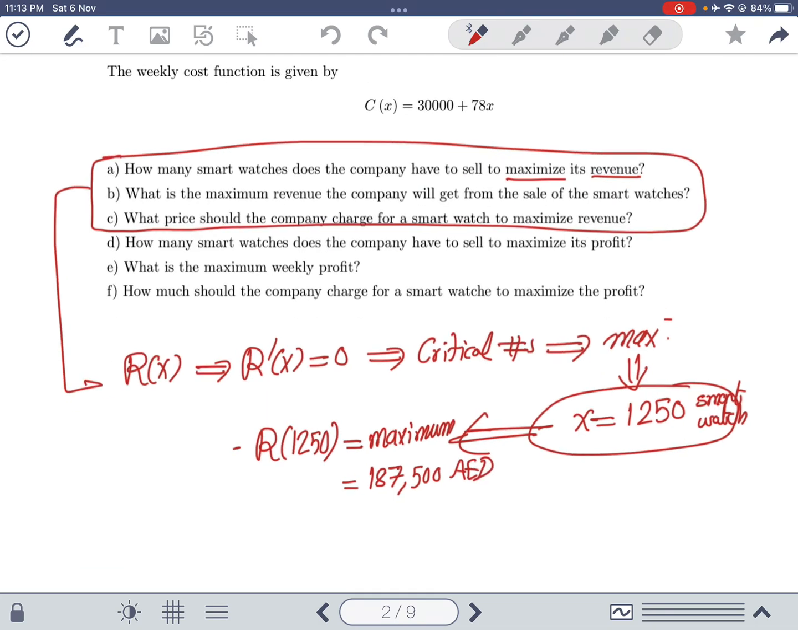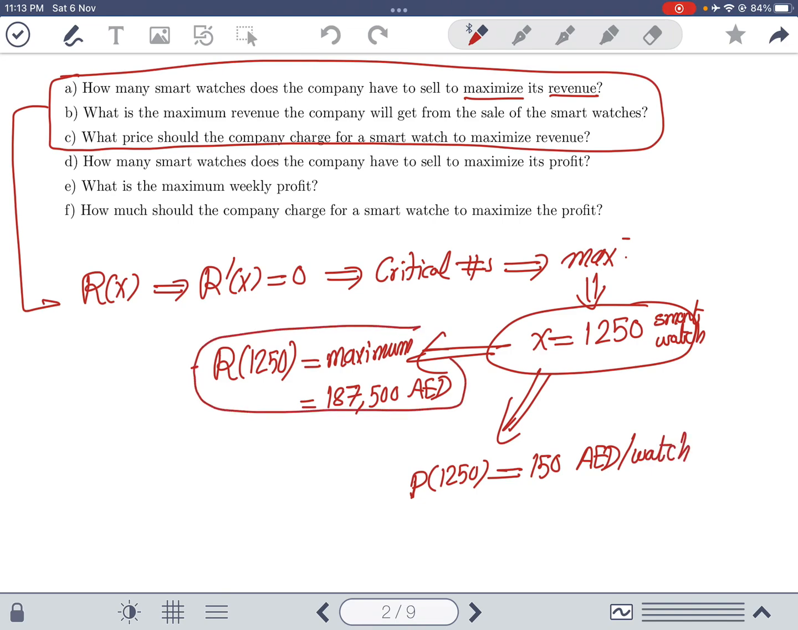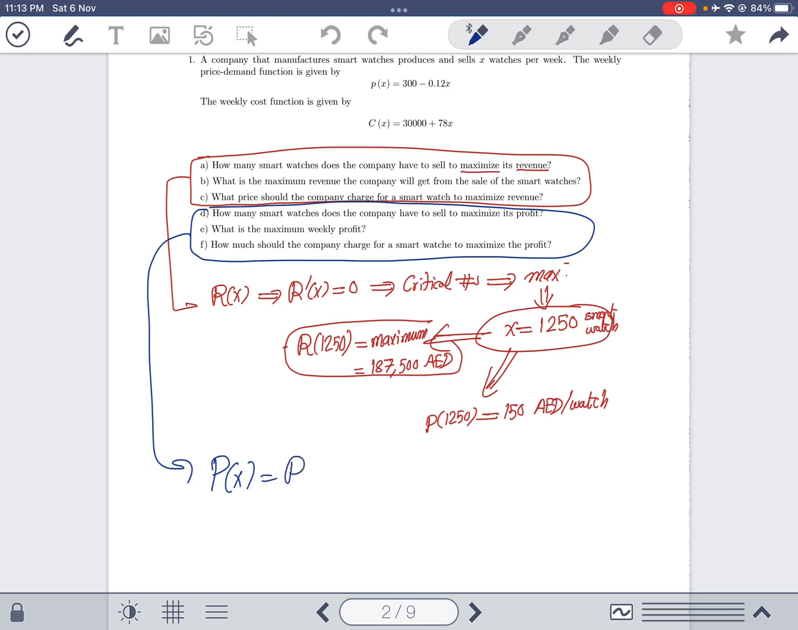And also, we put this X inside the price demand function. And when we put it there, we got that it must be 150 dirhams per watch to achieve the goal of getting the maximum revenue. So, perfect. And the other three, here, D, E, F, exactly the same question, but about the profit function. Remember, the profit is R minus C. And so what we do is, again, get the derivative, set it equal to 0, get the critical numbers, and from them get the maximum.